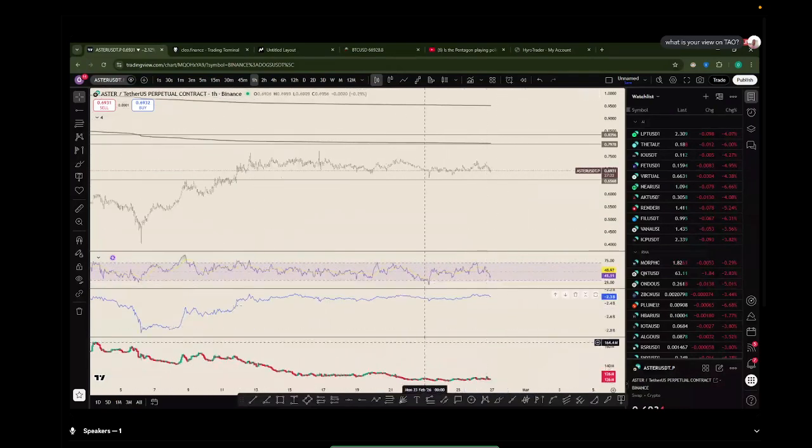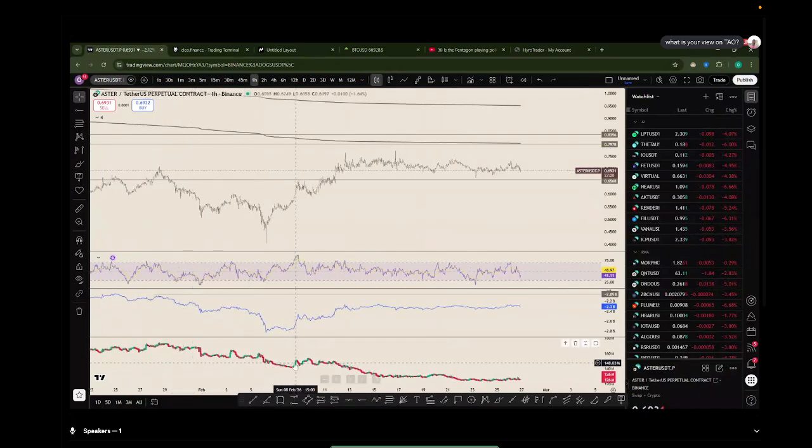And then you can also see the open interest is going down the drain, despite the price going up. This indicates there is no heavy interest in this coin. So yeah, I'm not really happy about this.